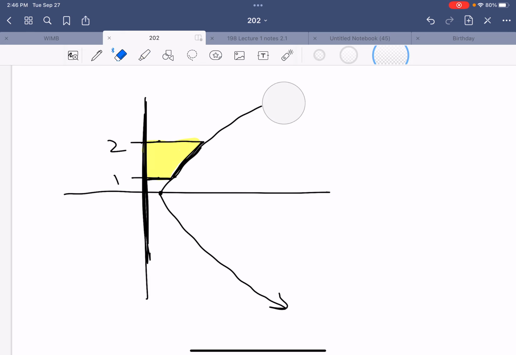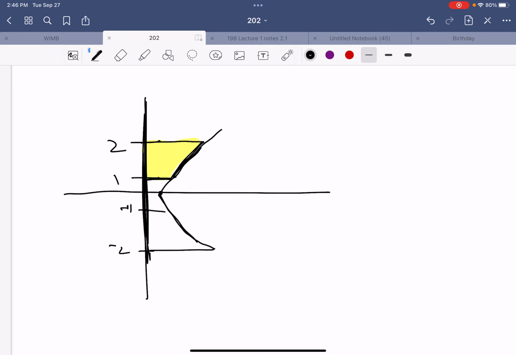And I'm going to, magic of iPad, erase some of this that we don't need. Okay. And we're going from -1 to -2. So it kind of revolves down here. That is your solid. And so our shell will go right in here. Okay. And we know that we're integrating with respect to y.